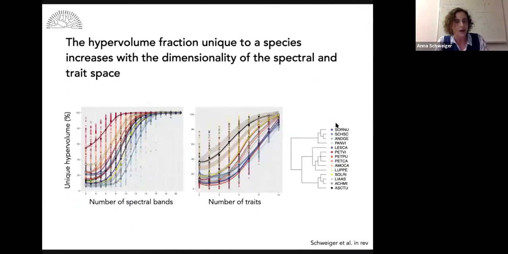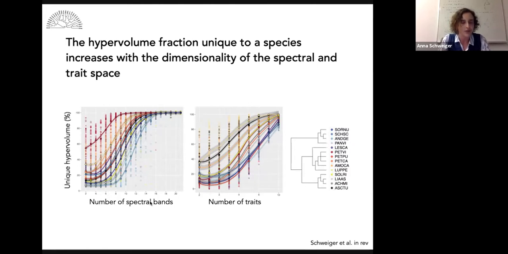However, when we increase the dimensionality of those spaces and calculate the overlap of species hypervolumes in spectral and trait space with increasing dimensionality, we can see that the fraction of unique hypervolumes of species increases. So unique hypervolumes are spaces that are occupied by one focus species that are not overlapped by any other species.